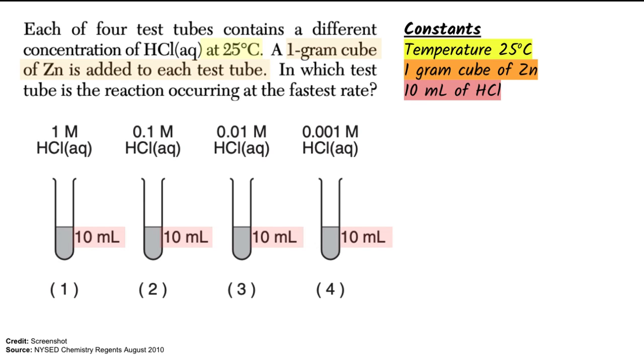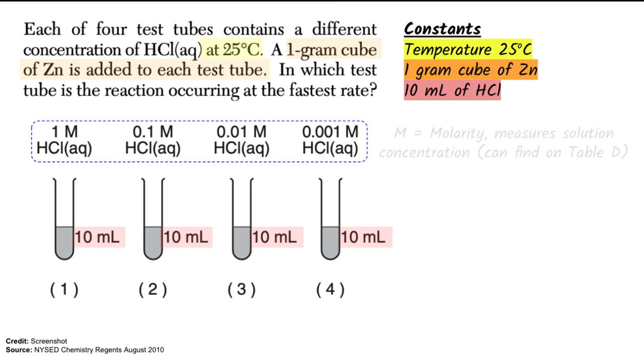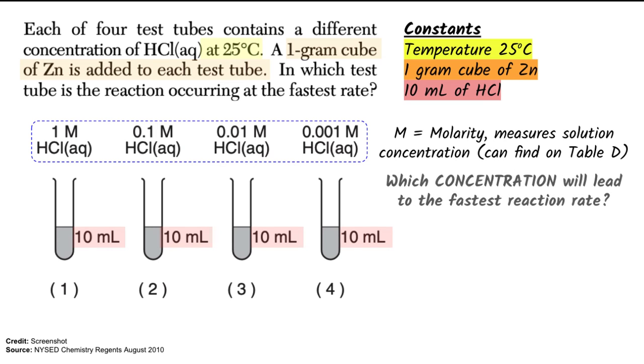So how are the test tubes different? How can I choose my answer? Well, I noticed that there's this annotation that says 1M, 0.1M, 0.01M, and 0.001M, and it's a capital M. So again, looking back at table D on the reference table, that capital M there means molarity, and it is a unit of solution concentration. So I want to think which concentration will lead to the fastest reaction rate, because that is the only thing different about these 4 options.